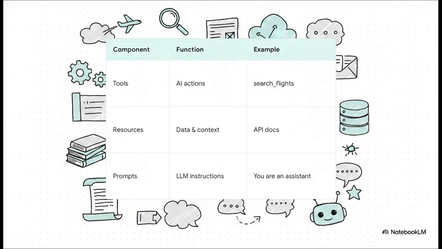Second, you have resources. This is the raw data or context the AI reads to make its decisions, like looking up API documentation. And third, you have prompts. These are predefined instructions that give the AI very specific behavioral guidelines for the task at hand.